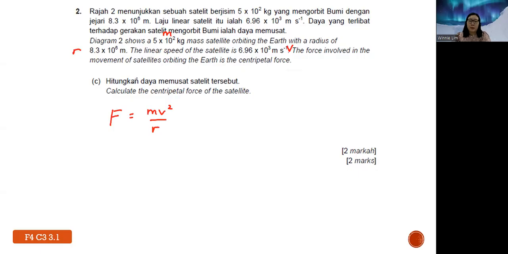For your information, there will be a formula list in the exam questions, normally on the first few pages. They indeed will give you chapter by chapter, like this in chapter 3 gravitation. They list down a number of formulas for you. But they don't really specifically tell you that this F refers to centripetal force.